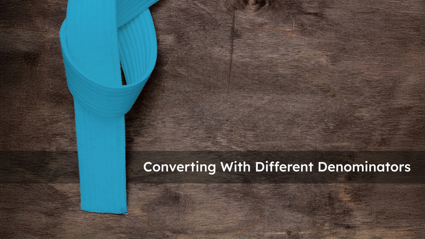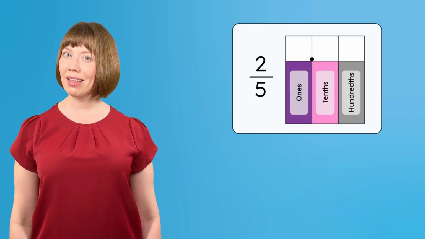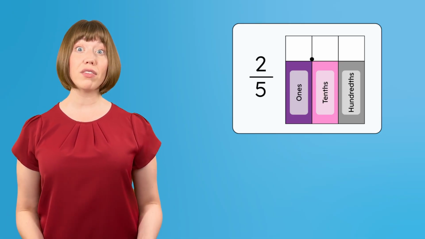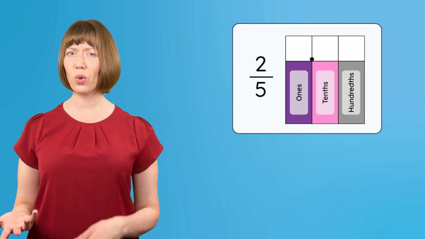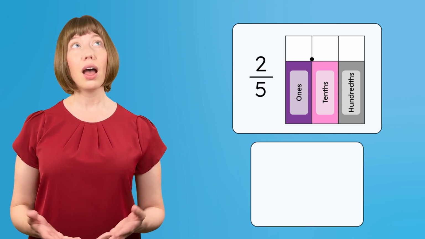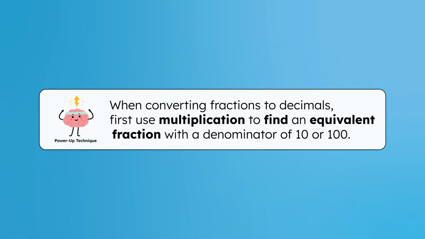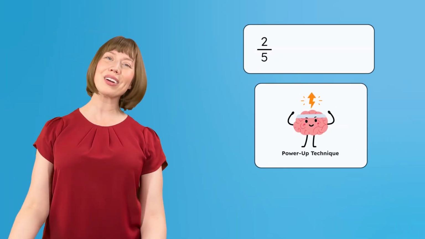What if the denominator isn't 10 or 100? We know our decimal place values are tenths and hundredths. So, how do we change a fraction like 2/5 into a fraction out of tenths or hundredths? Oh! A power-up technique. When converting fractions to decimals, first use multiplication to find an equivalent fraction with a denominator of 10 or 100. Oh, of course!